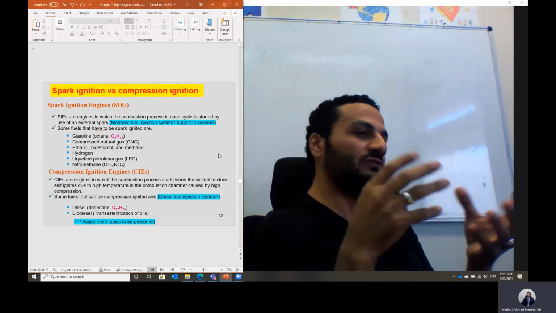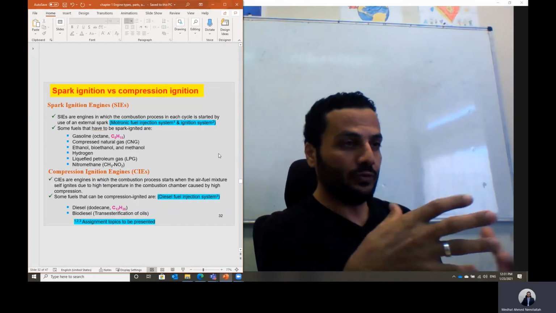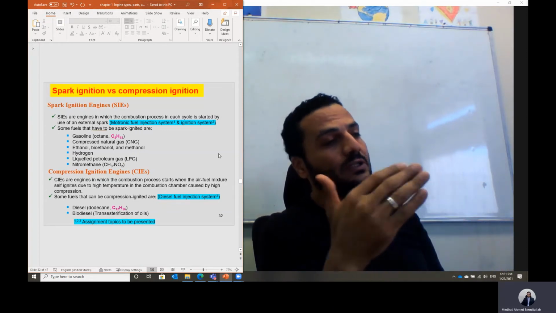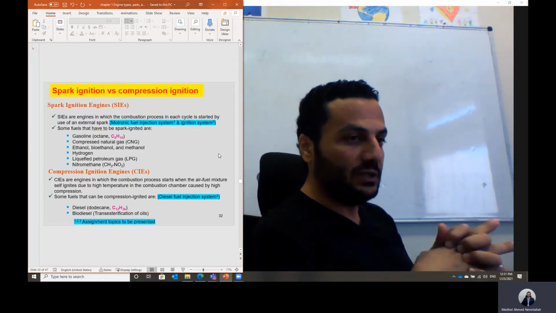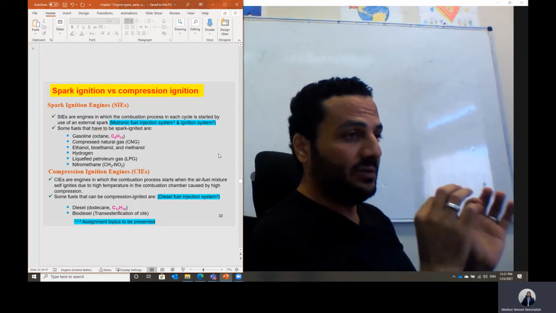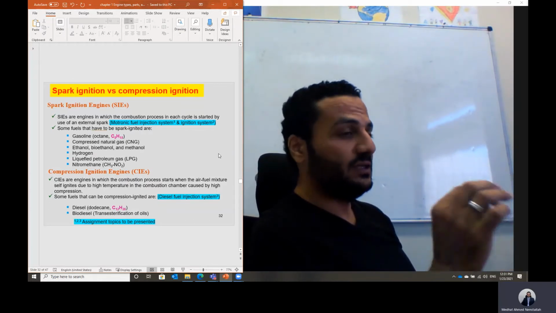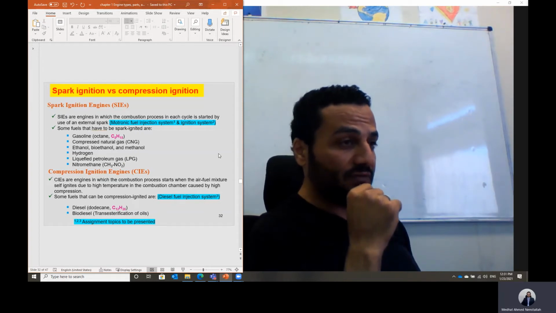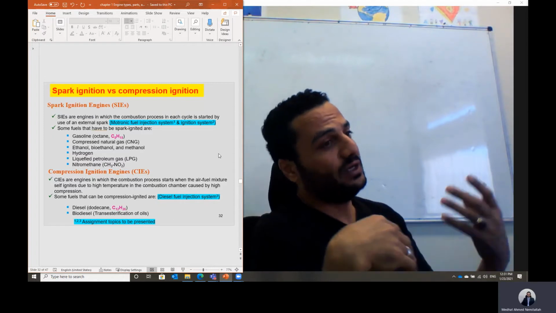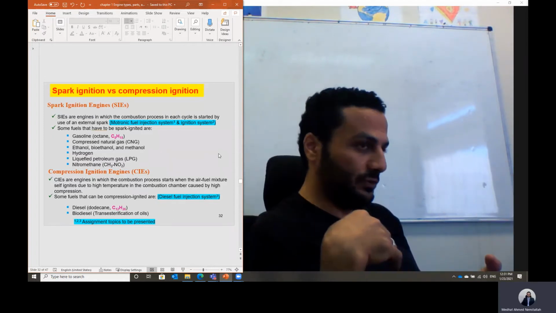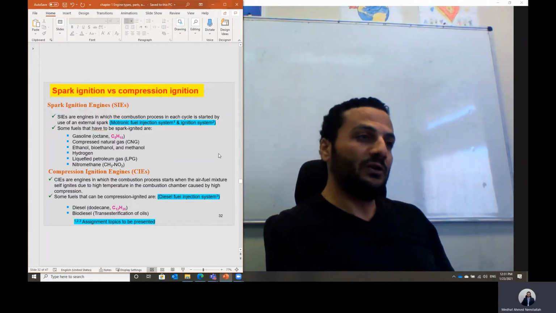Lean combustion means we have much more air than the necessary amount of air to complete the combustion. If we have more air, we call it lean combustion. But if we have less air than is theoretically needed to burn the fuel, that means we have excess fuel, so we call it rich combustion. Rich combustion means we have fuel, but we don't have enough air. Lean combustion means we have more air, but less fuel.